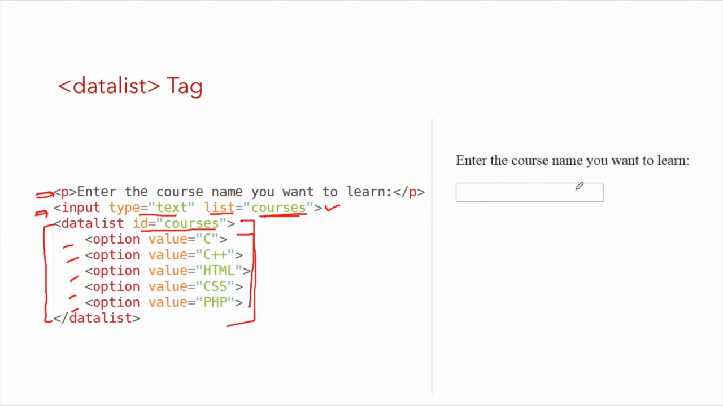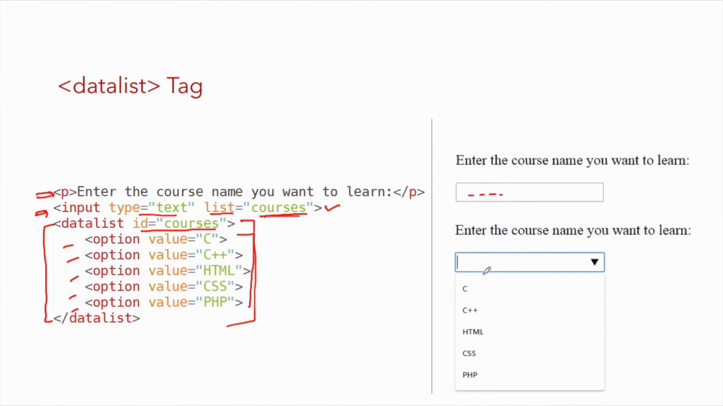So this will be your text control, and when you start typing in here, it will start displaying these options. Once you write C, only these three options will be displayed. I think this is really useful when you have some predefined values and you want a quick filter control. In that case this datalist can be really helpful. We are going to take examples of all these tags that we have seen.